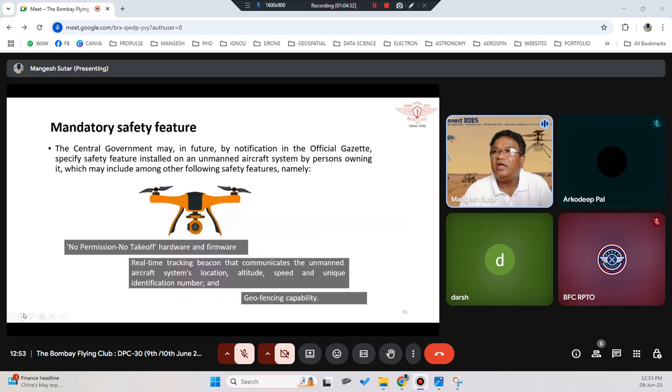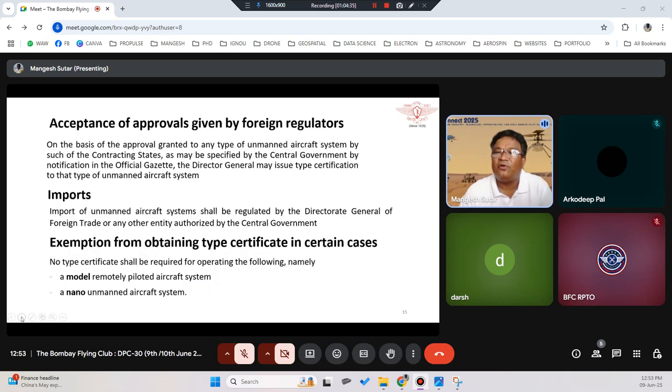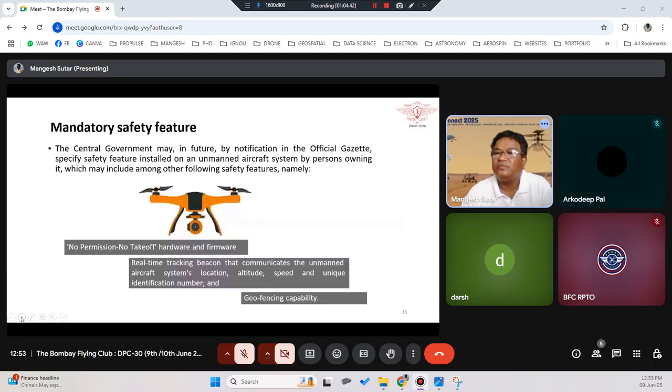Okay, so is it clear on the type certification process, the requirements for it, and the exemptions available in case of types of drones?